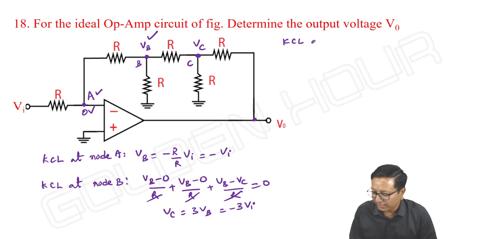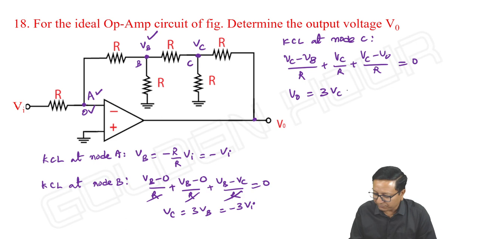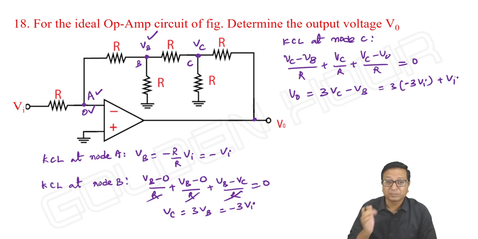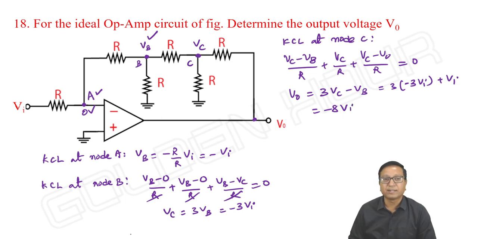So KCL at node C, that is VC minus VB by R plus VC by R plus VC minus V output by R is equal to 0. So V output is equal to 3 VC minus VB. VC is equal to minus 3 into VI, and minus VB is equal to plus VI. So it is minus 8 VI. That's it. Anyway, it is an inverting amplifier.